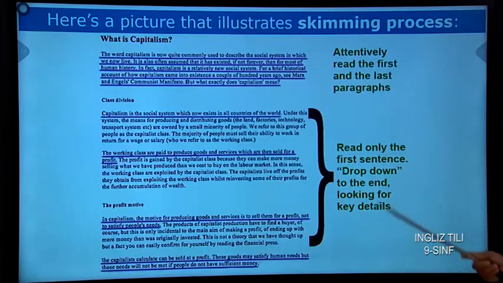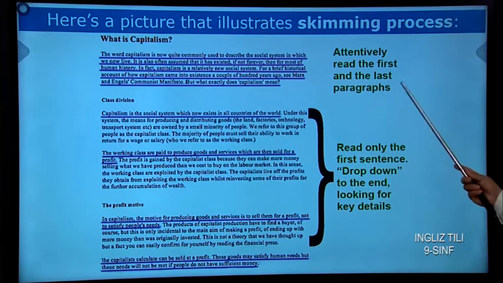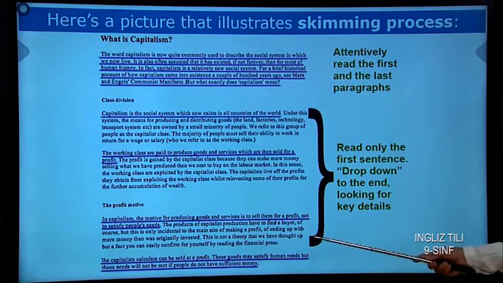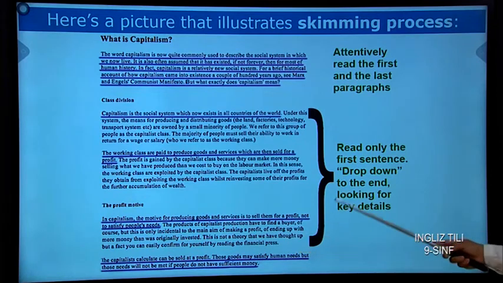So, here is the example, the picture. You should first read attentively the first and the last paragraph. This one is first, this is the last one. And here is the body. You may just read only the first sentence and drop to the end, looking for the keywords.